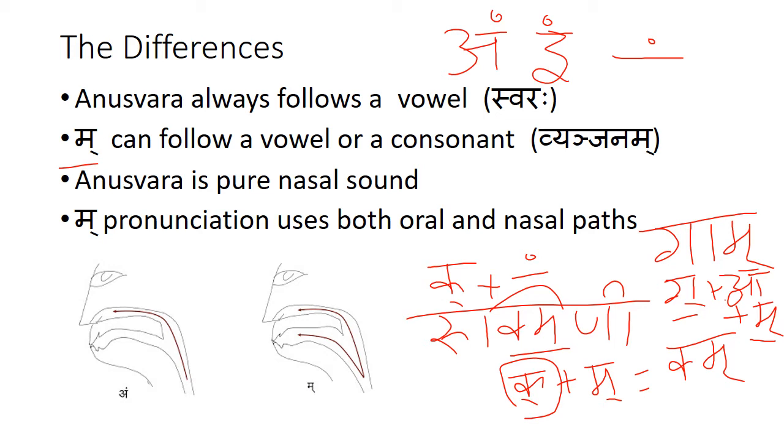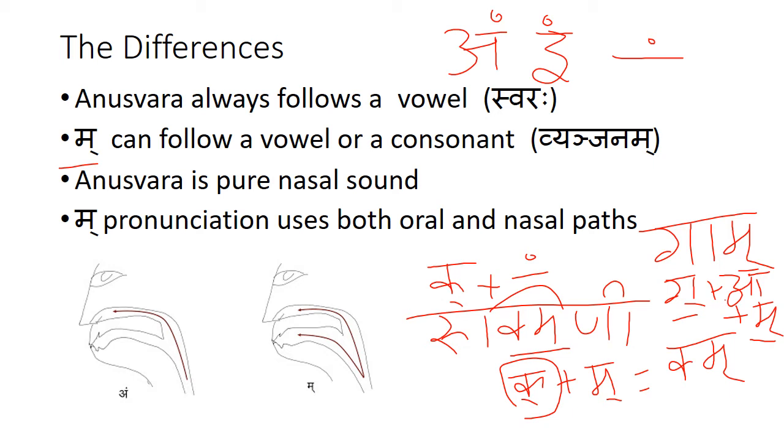So the air which comes out of this kantha has to hit the lips first. It has to hit the lips as well as pass through the nose when saying the sound ma. Whereas for the anuswara, the air has to go through the nose. But practically, while pronouncing anuswara, some air might leak through the mouth.